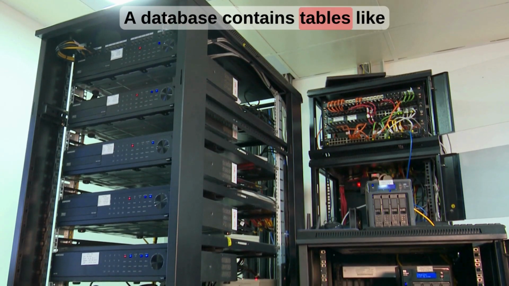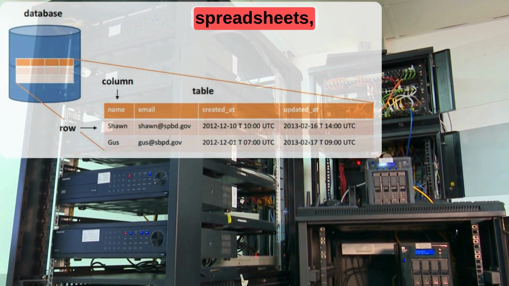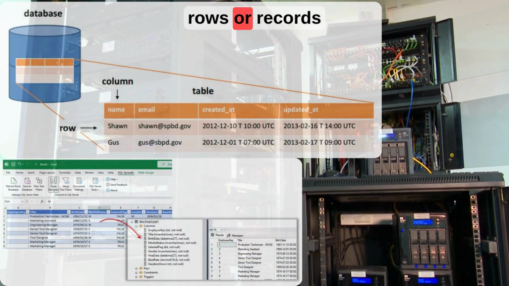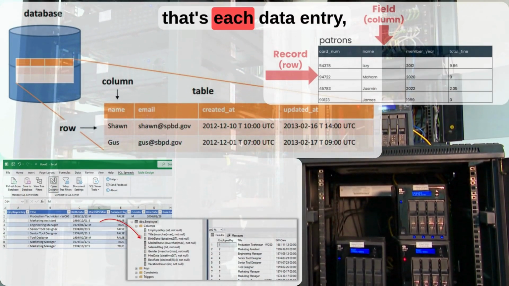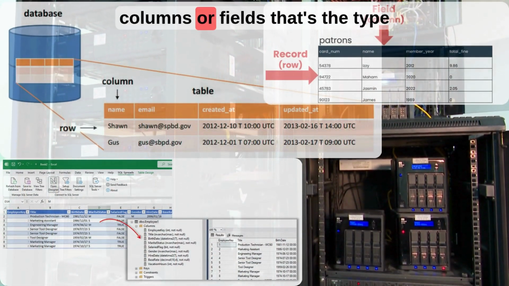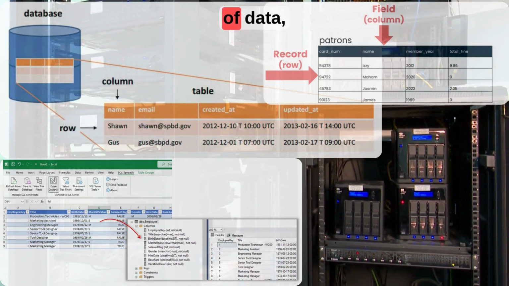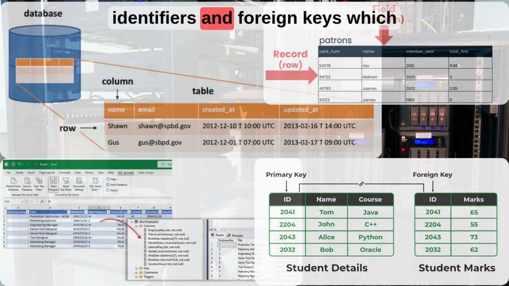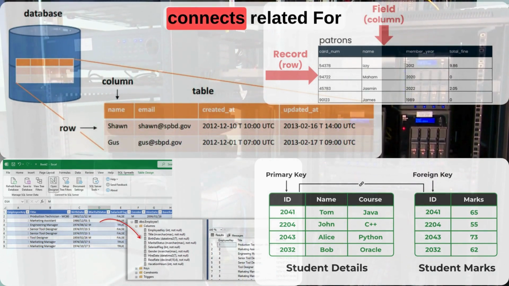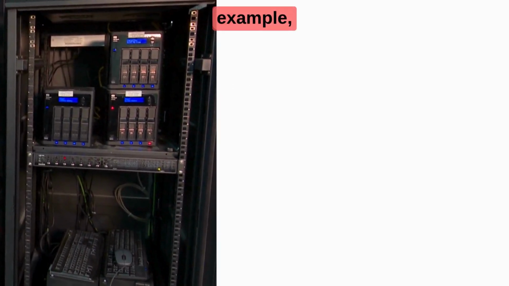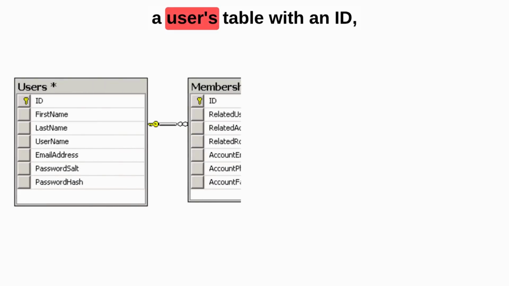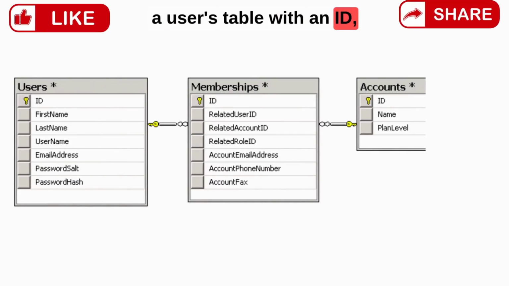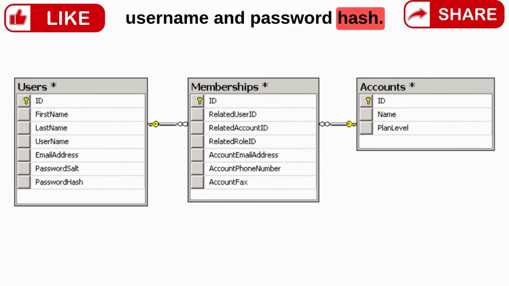A database contains tables like spreadsheets: rows or records, that's each data entry; columns or fields, that's the type of data; primary keys, which are unique identifiers; and foreign keys, which connect related tables. For example, a users table with an ID, username, and password hash.